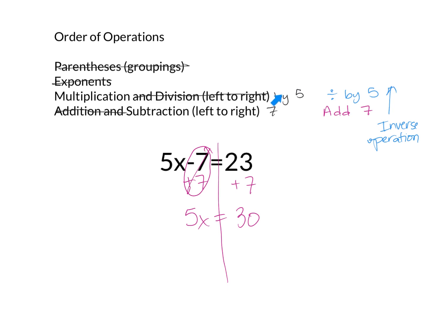Next, the opposite of multiplying by 5 is to divide by 5. So I'm going to divide both sides by 5. That, by the way, is a short way of writing divided by 5. So that multiplies out to 0. So I'm left with x equals, and then 30 divided by 5. So I'm going to write out what that is right there.